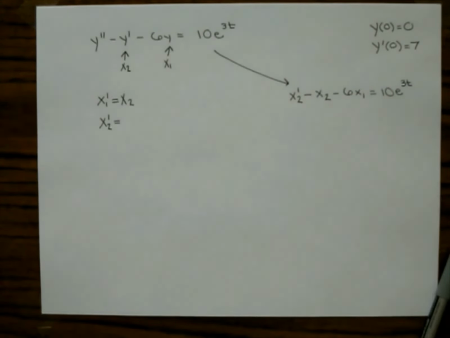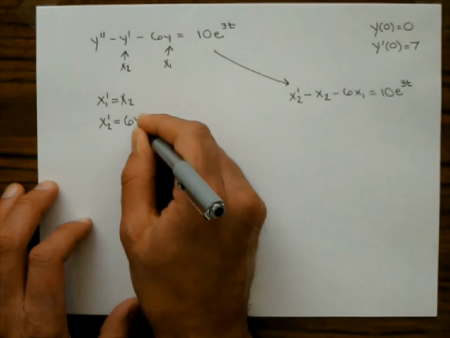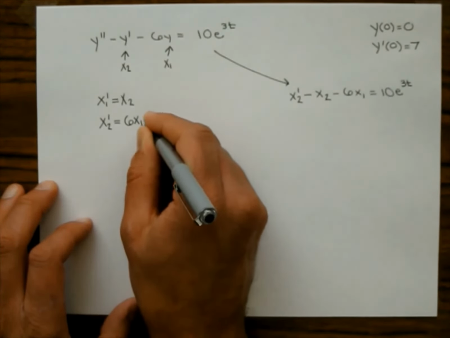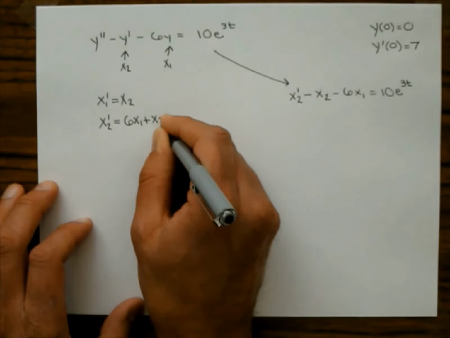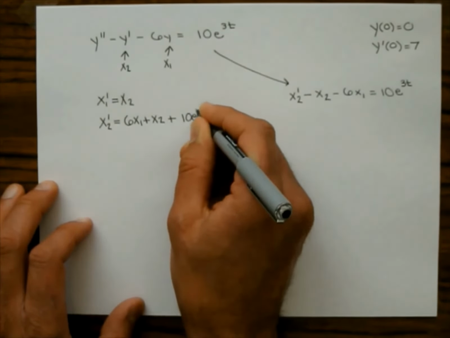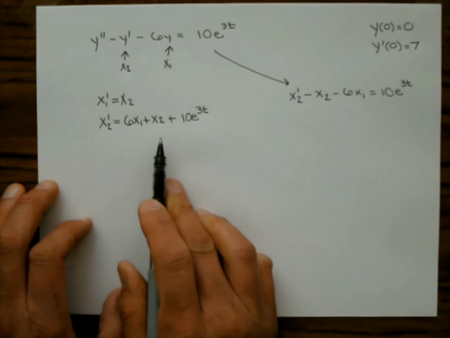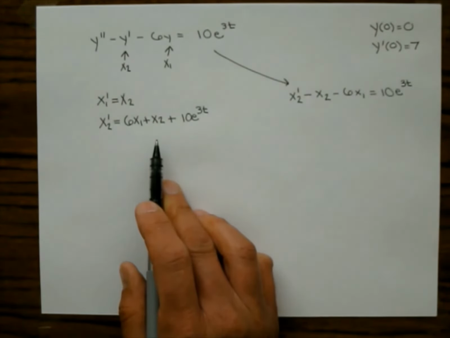So if we did that, we would then be able to solve for x2 prime. To solve for x2 prime, I have 6x1 plus x2 plus 10e to the 3t. So here's the system of differential equations that I want to solve, and I'm going to use matrices to do this.